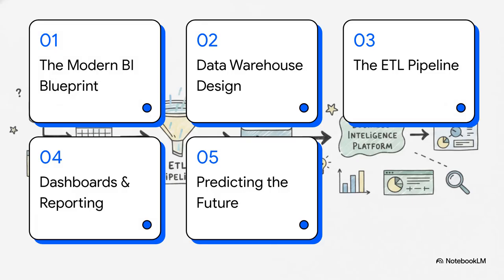To break this all down, we're going to map out the data lifecycle following 5 key milestones directly from our syllabus blueprint. 1. The modern BI blueprint. 2. Building the data warehouse. 3. The ETL assembly line. 4. Dashboards and control rooms. And finally, 5. Predicting the future. Let's get right into it.